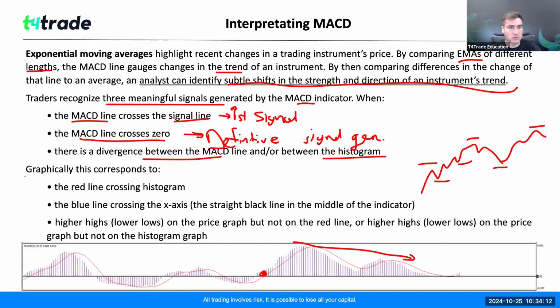So graphically, this corresponds to, if we're talking about the first point, the red line crossing the histogram. Okay, the MACD line crossing below there, the blue line crossing the x-axis, the straight line in the middle of the indicator, and the lower highs, higher lows. Okay, the price graph, but not on the red line. The higher lows or higher highs on the price graph, but not on the histogram graph. So you compare the histogram with the price action. If the price action is making higher highs and higher lows, whereas the histogram does not do that, this is what we call a divergence. Okay, because this one moves upwards, this one moves downwards.